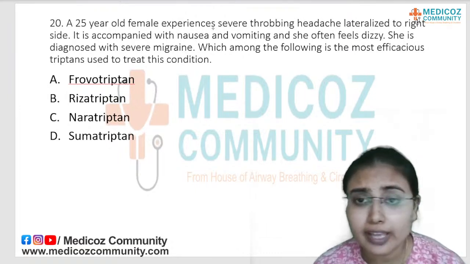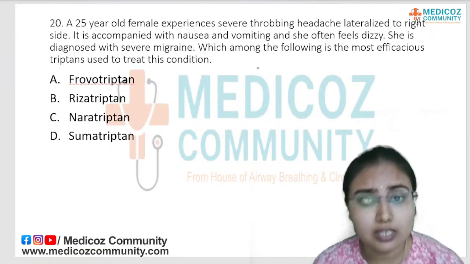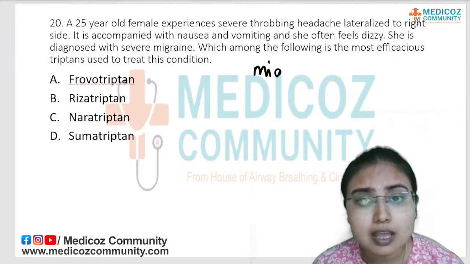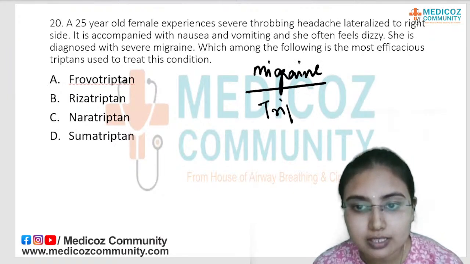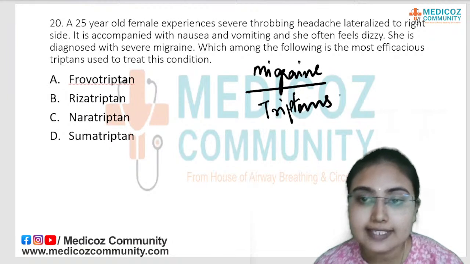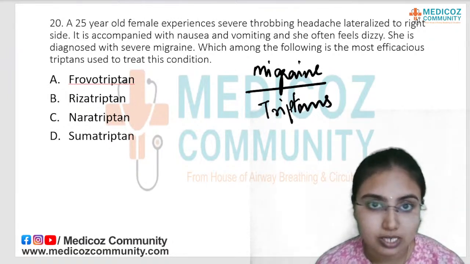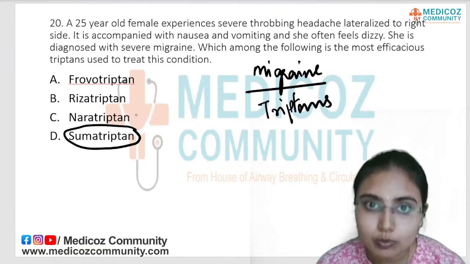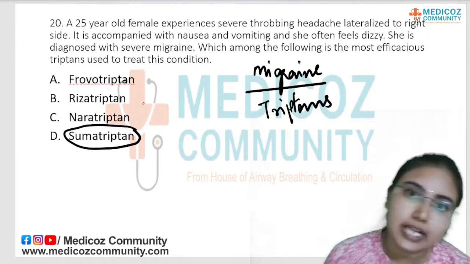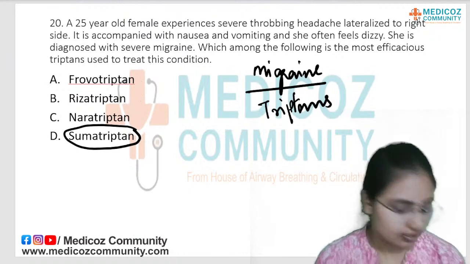I think everybody would have guessed. Even a first year MBBS student would have guessed what we are talking about. It is migraine. All right. So for the treatment of migraine, all of you know that we use triptans. But the question here is the next level. They are asking which among these is the most efficacious one. Most common one is of course sumatriptan. But is it the most efficacious? Take a guess. Let me know in the chat box what you think is the answer.